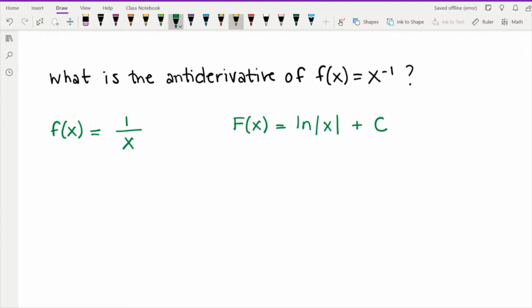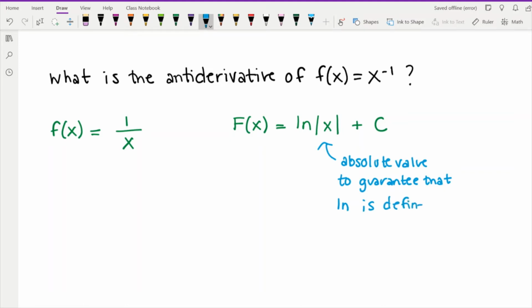So this absolute value is there to ensure or to guarantee that you're taking ln of a number that's not negative. Another way of saying that is you want to guarantee that ln is defined, right? ln of a negative number would be undefined. And so by forcing the input to be non-negative, you're guaranteeing that this function is actually defined.